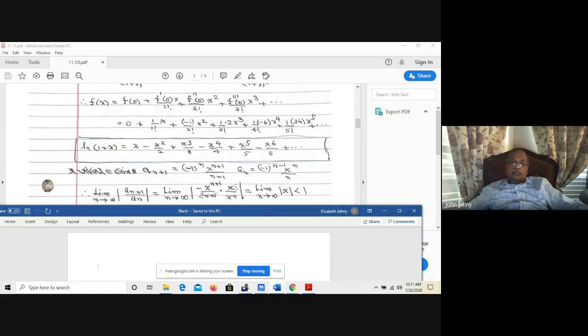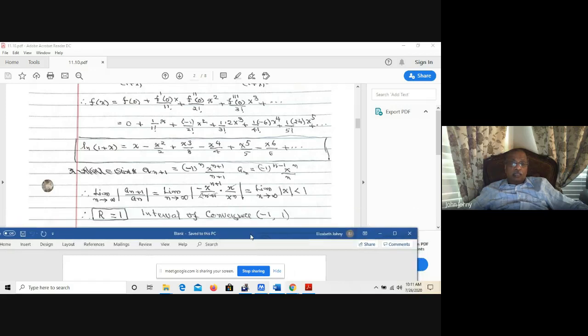This is not an actual cancellation. N divided by n plus 1, you divide numerator and denominator by n. So you get 1 over 1 plus 1 over n. So that is why it is 1 over 1 plus 0. I skipped 1 or 2 steps there. So that is equal to limit n approaches infinity, absolute value of x must be less than 1. So radius of convergence is 1 and interval of convergence is negative 1 to 1.